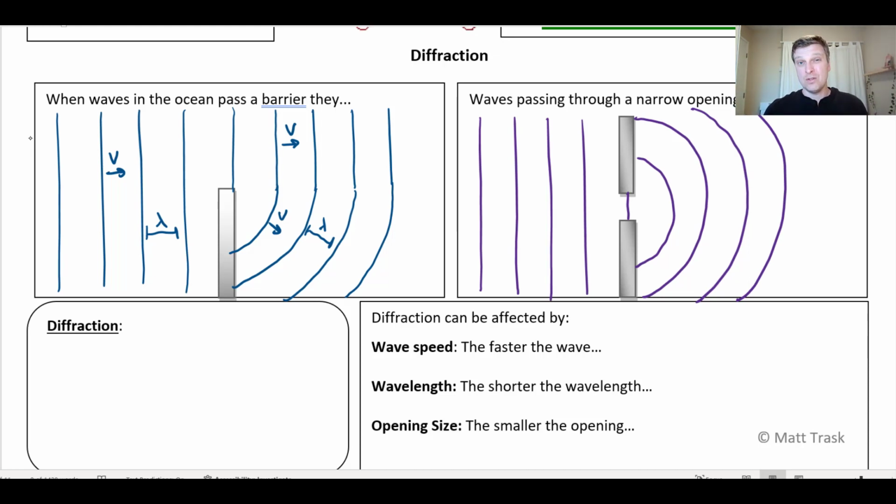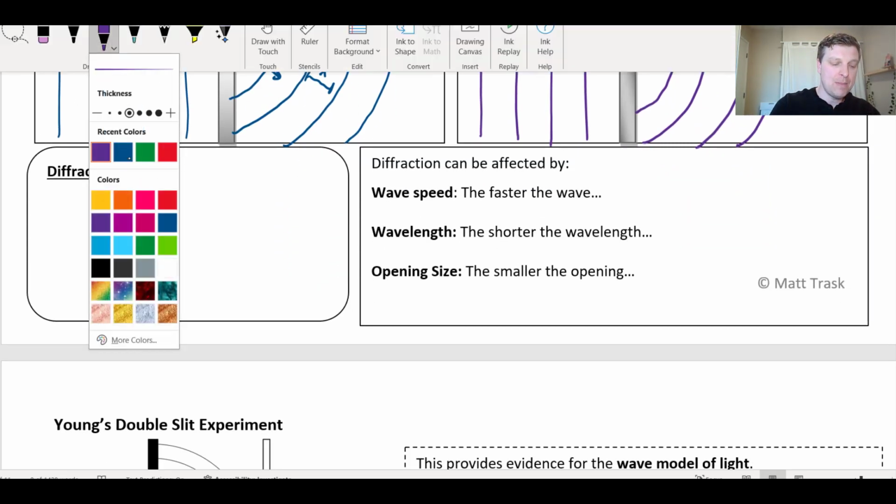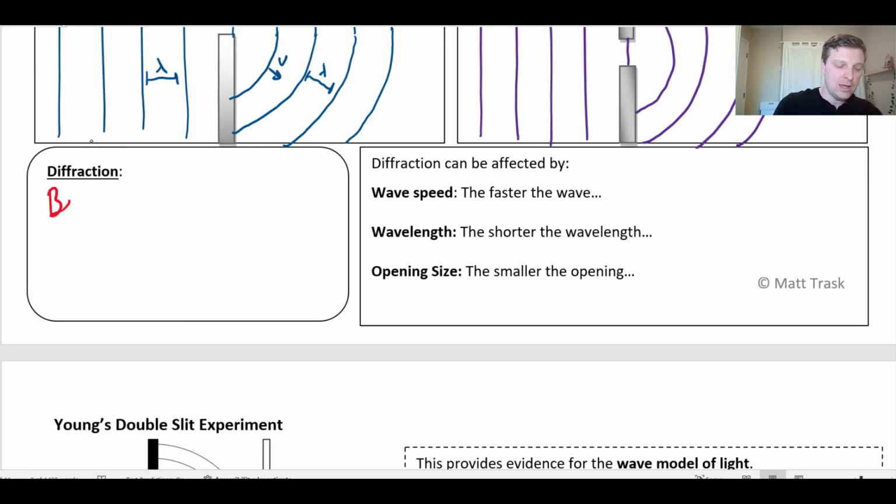You can imagine that if this opening was fairly small, it would almost be like a brand new semicircular source of light, almost like a light bulb that you put there and it just shines light out in all directions, as light does. So how do we define diffraction? Well, diffraction is essentially the bending of waves around barriers or objects.